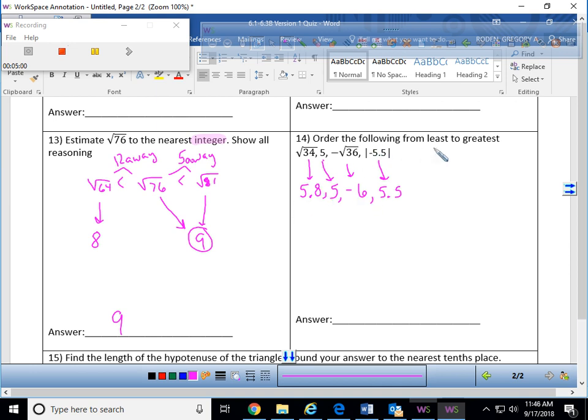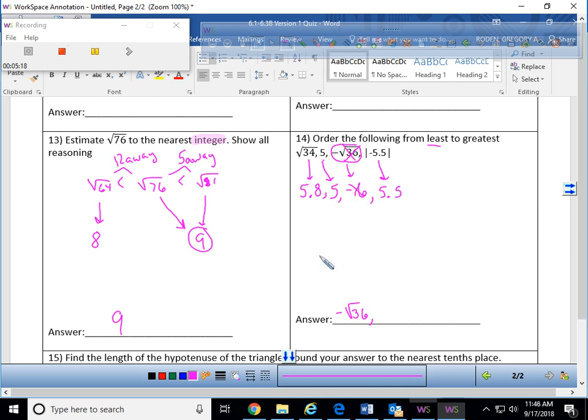Well, because it's least to greatest. Well, what's the smallest? Well, negatives are always the smallest. So I'm going to put the original first. So this is negative square root of 36. That's the smallest. And then I'll just kind of X that out and X that out.